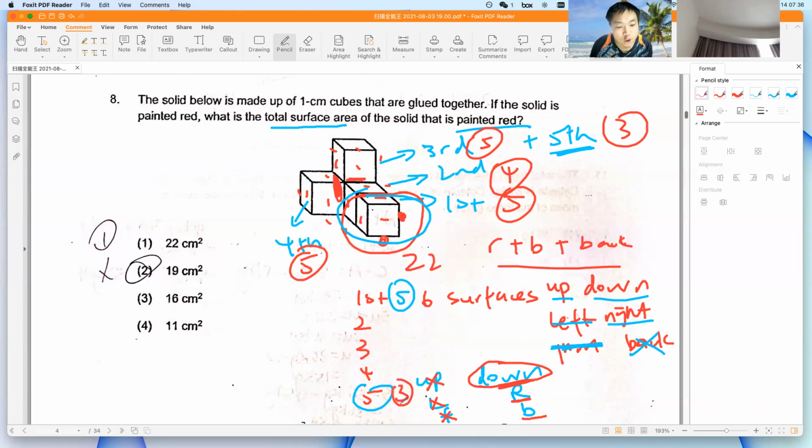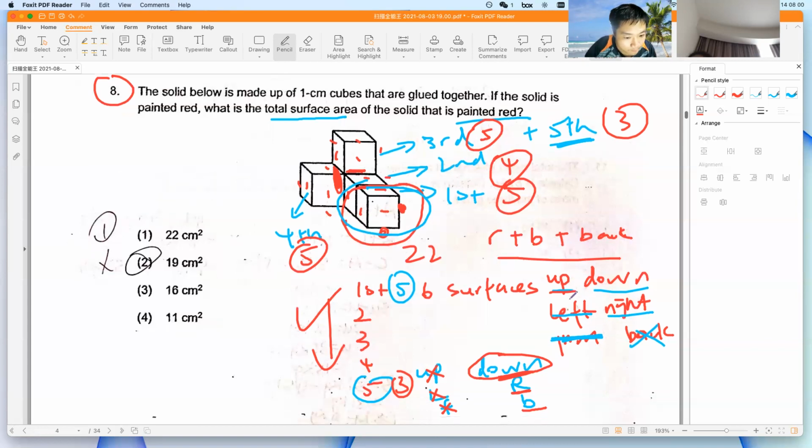So this is the strategy you use if you are asked to count the painted surfaces. This is just one of the many common questions you will be asked. So you have to use this strategy. List them down first, and then of course count the surfaces. I mean, eliminate the surfaces one by one.